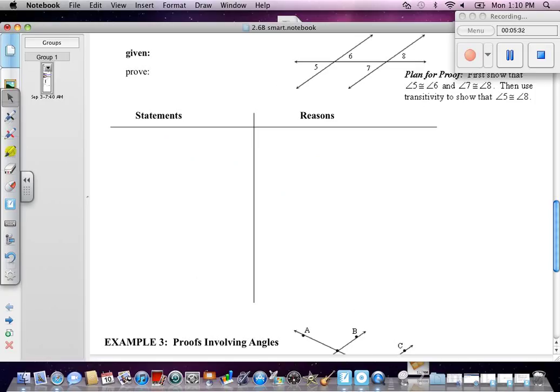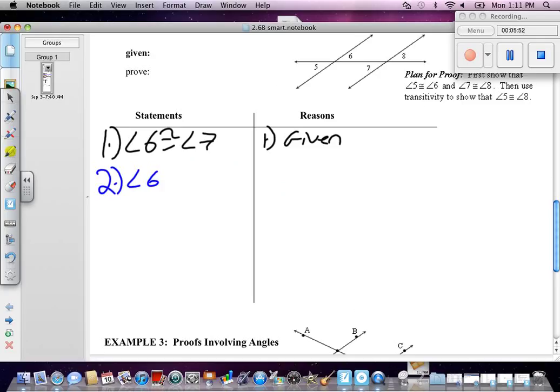Okay, so the first thing we've got to put down is the given. Good. Angle 6 is congruent to angle 7. Given. Okay. How about angle 6 is congruent to angle 5? We call that what? You just told me a minute ago. Vertical angles.